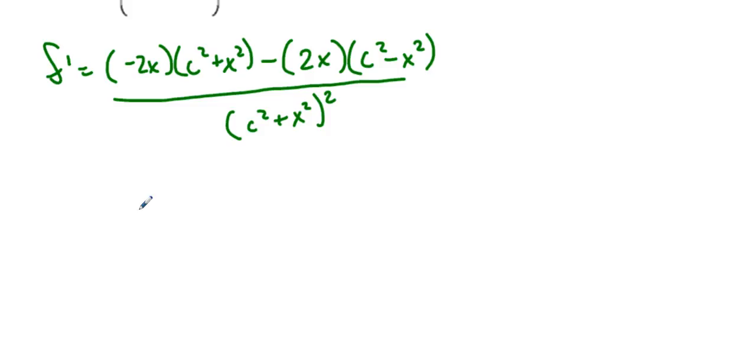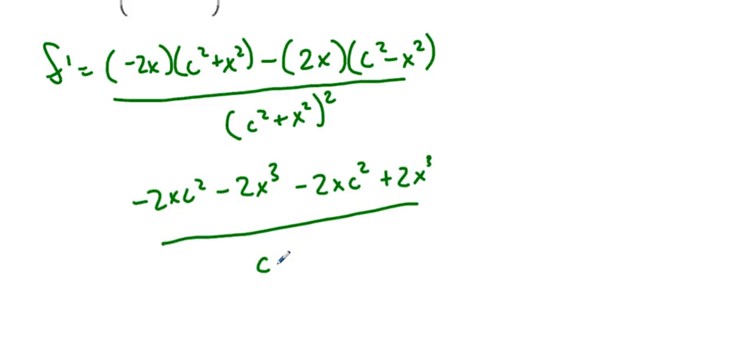We can simplify this a little bit. All right, we'll do that. Negative 2x c squared minus 2x to the third. All right, minus 2x c squared plus 2x cubed, and all of that over c squared plus x squared, the quantity squared. All right, and that's our derivative.